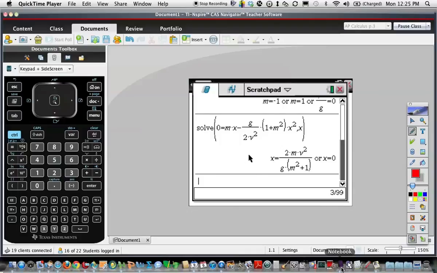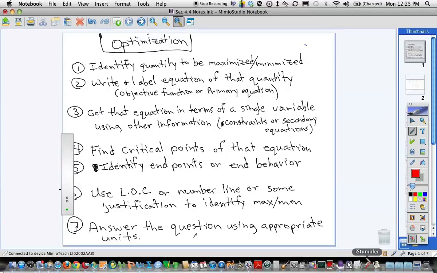All right. So here were the steps, hints, whatever you want to call it, as far as optimization problems. I've put this on my website as well as a PDF. Identify the quantity we're maximizing or minimizing, write and label an equation of that quantity, get it in terms of one variable. And then the calculus part, find the critical points.